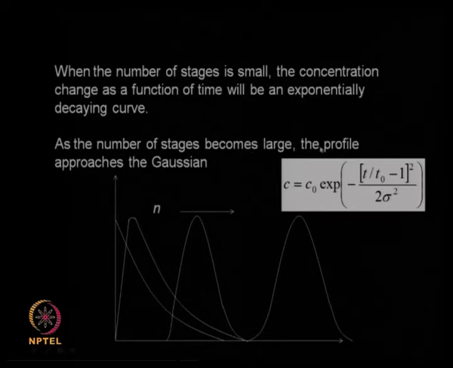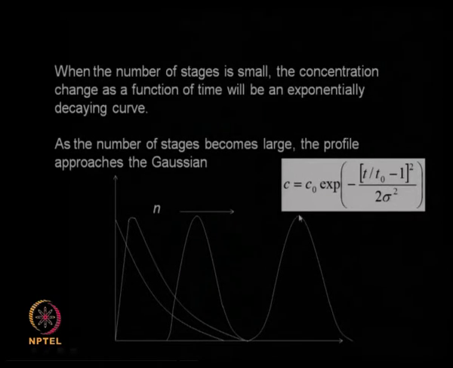And the equation for a Gaussian distribution is what? C equal to C naught exponent minus (T by T naught minus 1) whole square divided by 2 sigma square. This is the equation for the Gaussian distribution, where T is your time, T naught is the time at which you get a maximum in the peak, and T naught sigma is your standard deviation of this particular relationship. I hope you remember this equation. We talked about this equation many classes back. This is a standard equation for a Gaussian distribution.